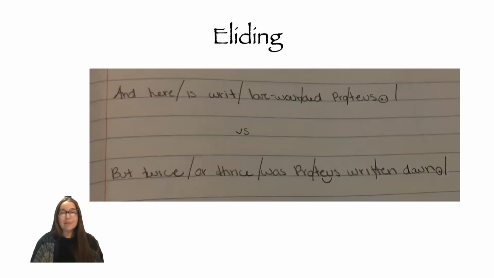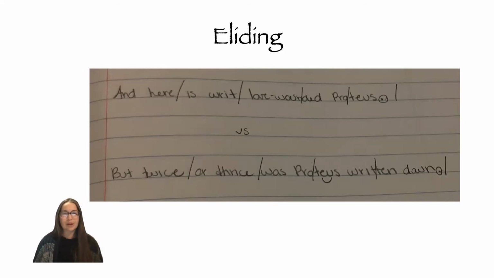All right, now sometimes you can elide or combine 2 syllables so that a line of verse better fits into iambic pentameter. So these 2 lines are from the same soliloquy in Two Gentlemen of Verona. And if I scan the first one, "And here is writ, love wounded, Proteus," Proteus fits right into the meter.